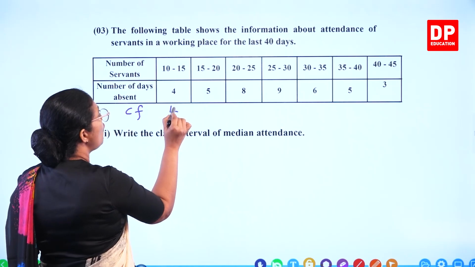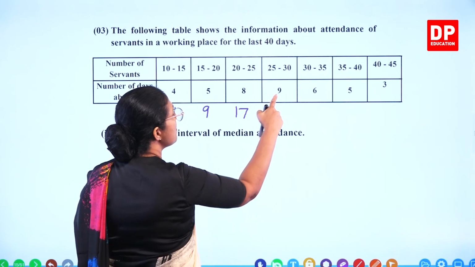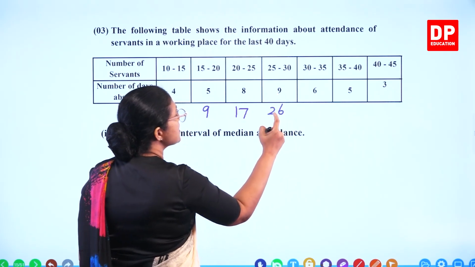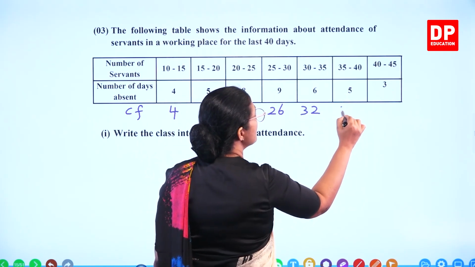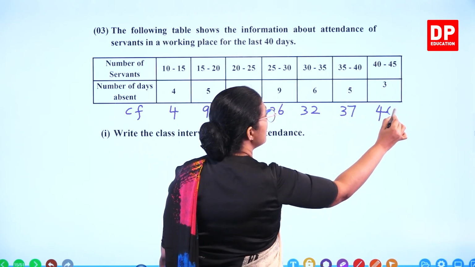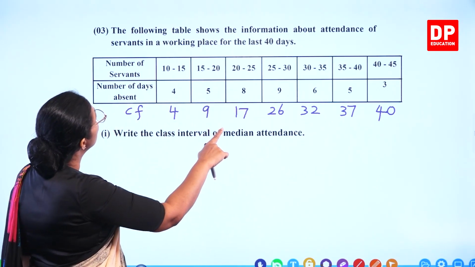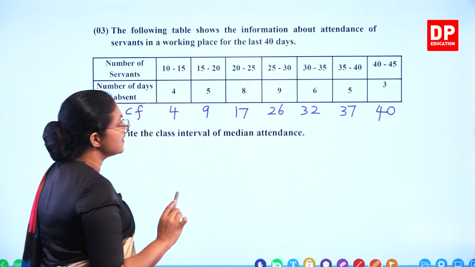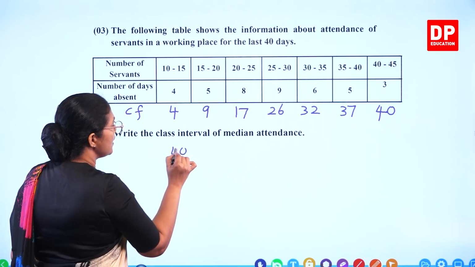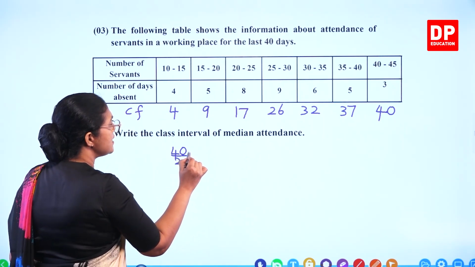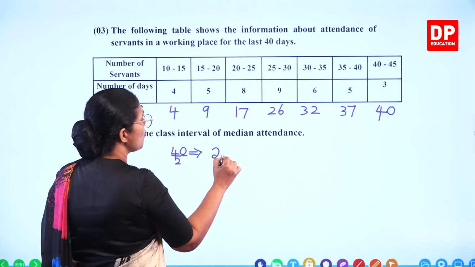So starting with 4, 4 plus 5, 9, 9 plus 8, 17, 17 plus 9, 26, 26 plus 6, 32, 37, 40. Altogether 40 days they have considered. So how do you find the median? 40 divided by 2. We just divide by 2 and see where the median value is. 40 divided by 2 is the 20th one.